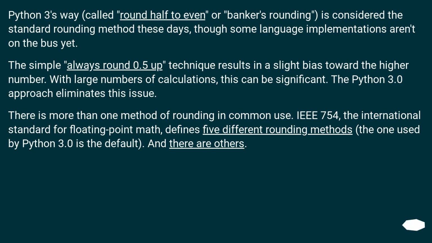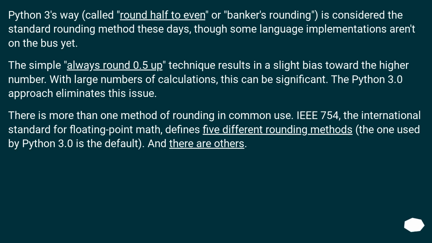Python 3's way, called round half to even or bankers rounding, is considered the standard rounding method these days, though some language implementations aren't on the bus yet. The simple always round 0.5 up technique results in a slight bias toward the higher number. With large numbers of calculations, this can be significant. The Python 3.0 approach eliminates this issue.